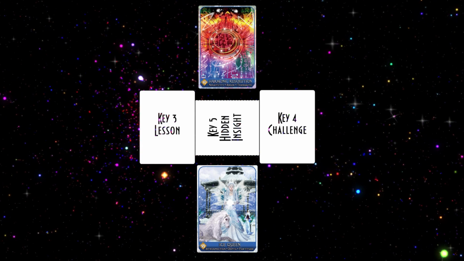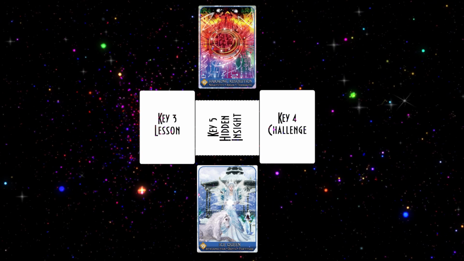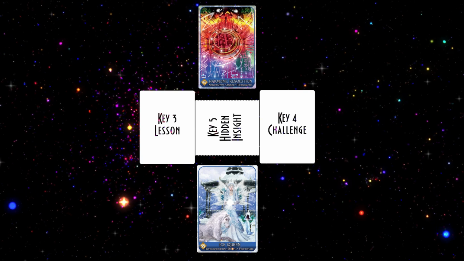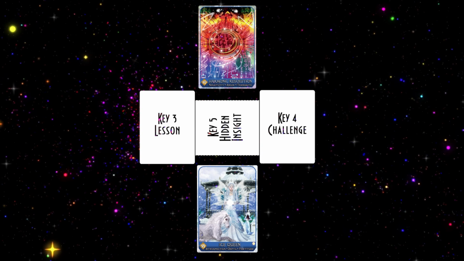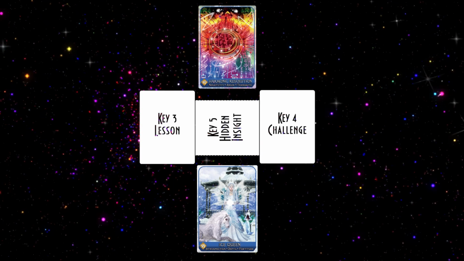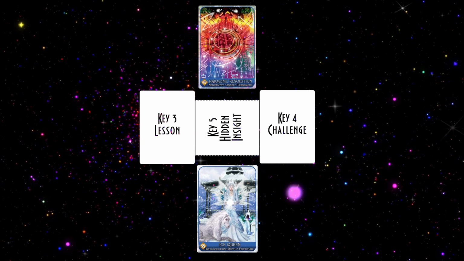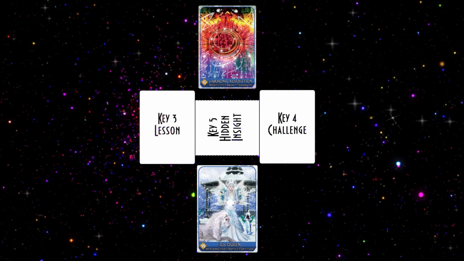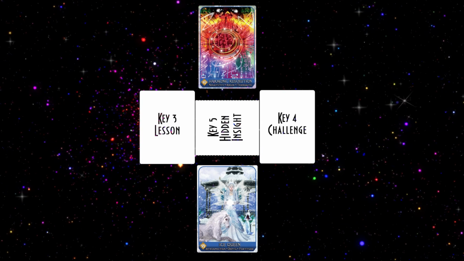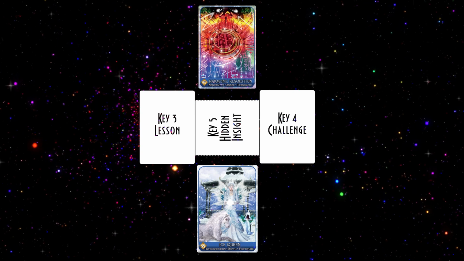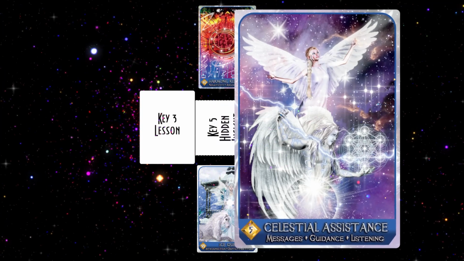And we also know that there's going to be a lot of emotions and maybe a lot of negativity that's going to happen, but we have the ability to transmute those things. So that is awesome, right? And so now we're looking at what's the lesson? What's the lesson that we're going to be learning from this whole experience in the third quarter? And we get number 5, celestial assistance, messages, guidance, and listening.